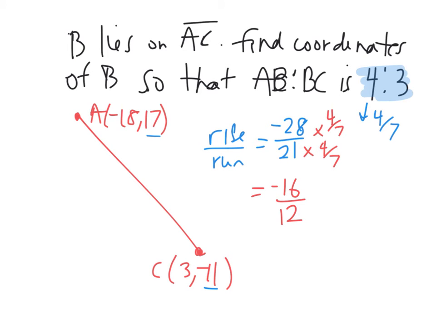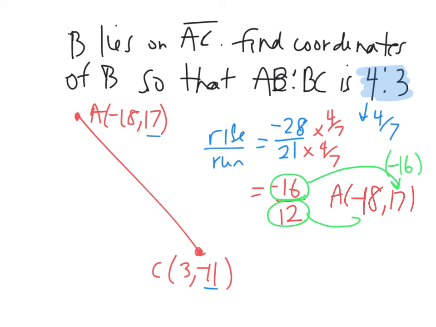So that means I'm going to go over to my point right here, point A, and from there, I'm going to look at my original point. So A starts at negative 18, 17. And from there, I'm going to use this new slope. So the negative 16 portion right here, that's affecting the Y, right? So I'm going to take this Y, which is currently at 17, and I'll subtract 16 from it, right? And then I can take this X, which is currently negative 18. The run is 12, so I'm going to add 12 to that negative 18.